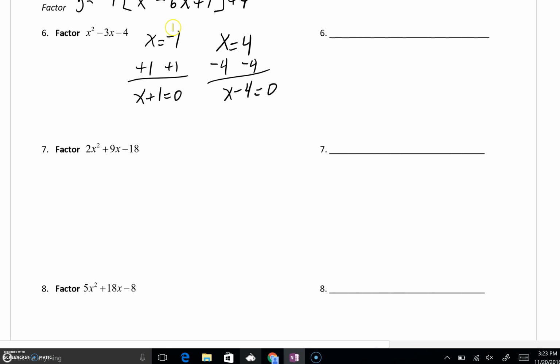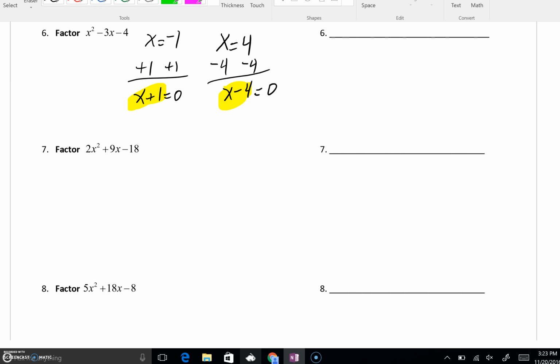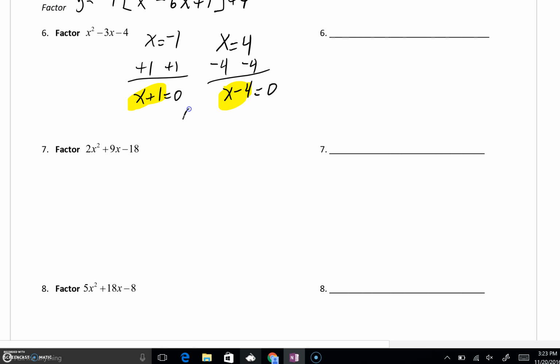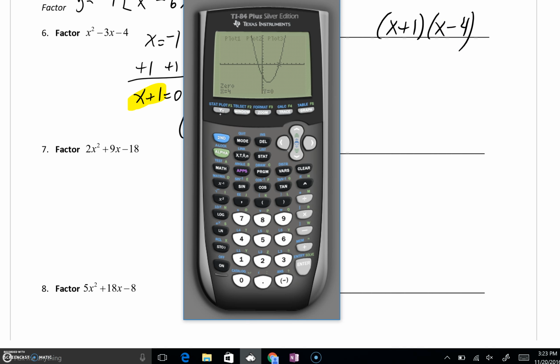Just want to point out that these expressions on the left, once you have them equaling 0, will be, in fact, what we have for our final factored form. We're going to have x plus 1 times x minus 4. You could change the order, of course. You could have put the x minus 4 first. But we're done.